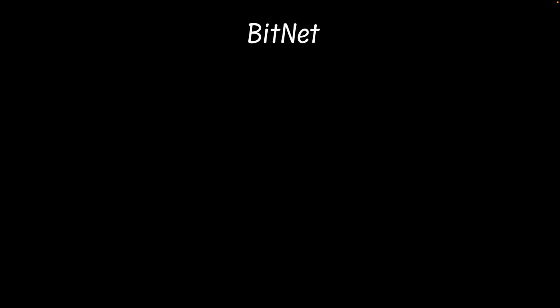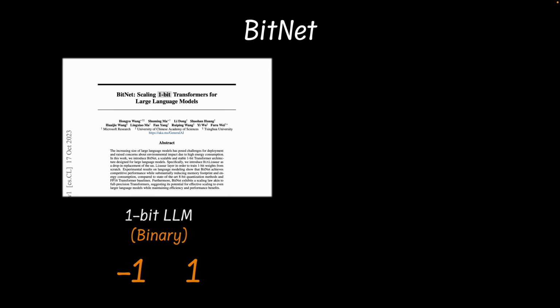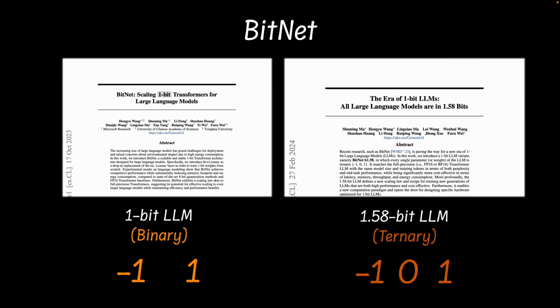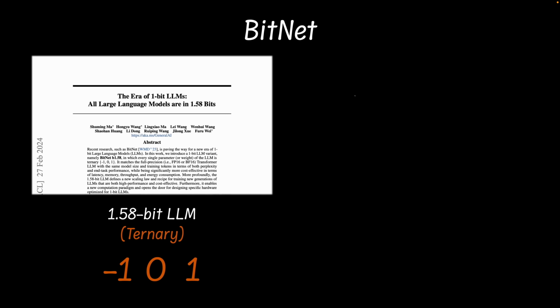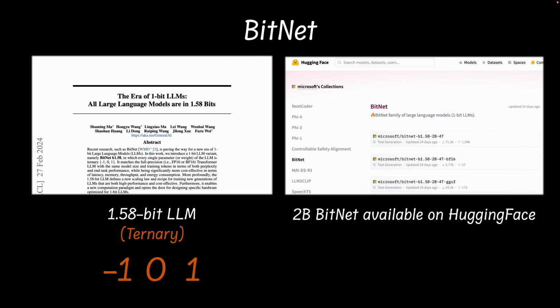The original 2023 version of BitNet was truly one bit and had binary weights. But less than a year later, it got upgraded to ternary weights in the now famous paper, The Era of One-Bit LLMs. What's more exciting is that just last month, in April 2025, Microsoft open-sourced a 2 billion parameter version of ternary BitNet, so you can grab it yourself from HuggingFace.